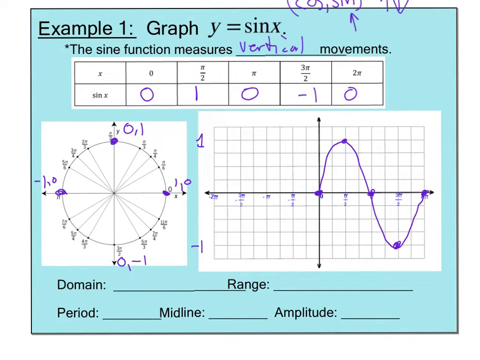Okay, and it continues. So I can actually go backwards from it and sketch that graph too. Okay, and this is a continuing graph. It keeps going like this forever and ever and ever. Okay, so I don't manipulate it.